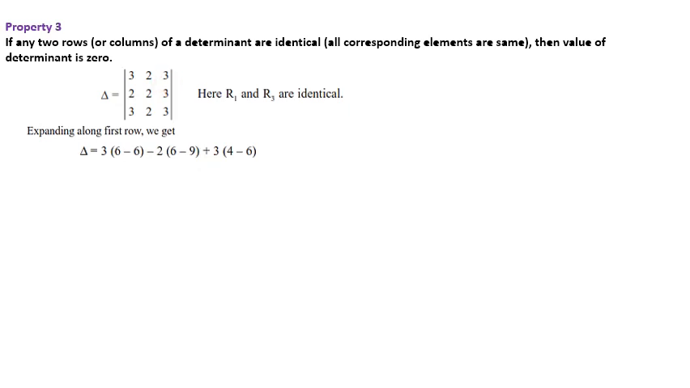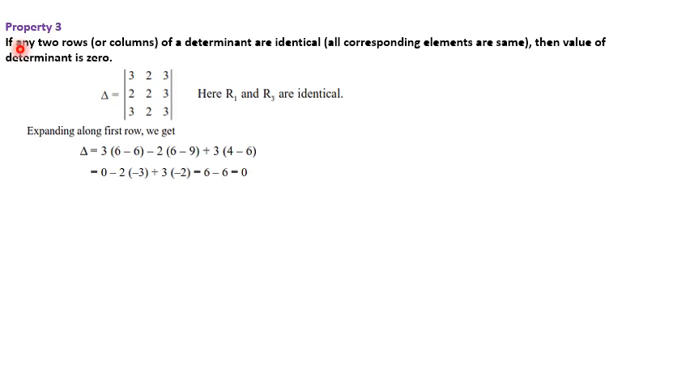1 plus 3 is 4, 4 is an even number, that's why it is plus 3. Row and column gone, 2 into 2 is 4, minus 3 into 2 is 6, 4 minus 6. Go for the calculation. 0 minus 2 into 6 minus 9 is minus 3, and 4 minus 6 is minus 2. After calculation we will get the answer 0. So the value of the determinant is 0. Reason: two rows are identical.